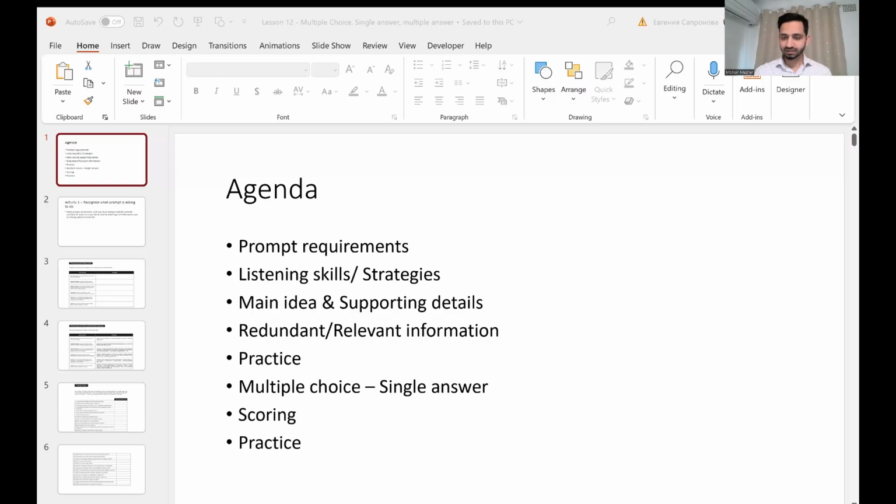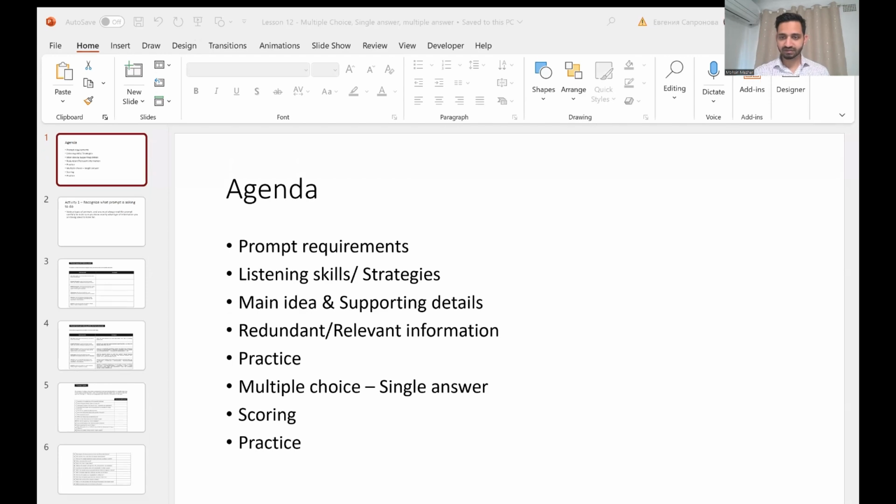All right, welcome to this new lesson. This lesson is going to be multiple choice, multiple answer, and single answer. In the listening section, this is the first time we are looking at multiple choice, multiple answer, and single answer in the listening section. So what is this section about? Let's just get right into it.